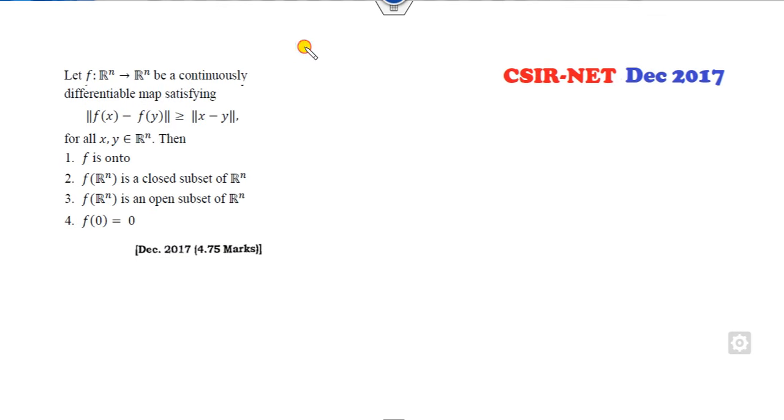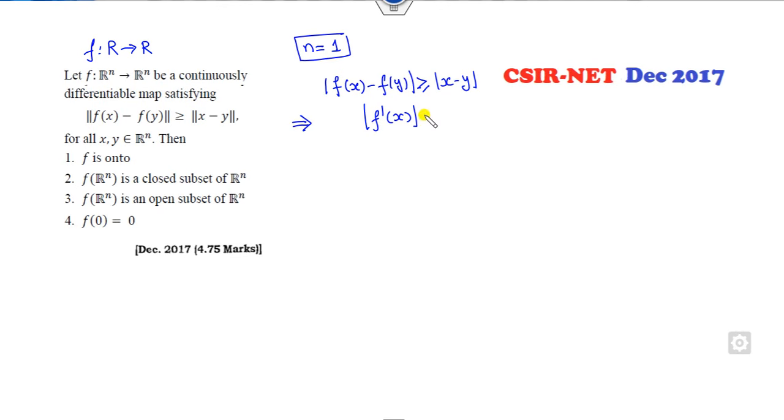Okay, look at this one. Firstly, I can assume n is 1 because it's R^n. I can simply take R to R so that it will be easy. So this norm, this function becomes the single variable one. What does it mean? If I divide by x minus y, the derivative should be greater than or equal to 1. Fine. So can you choose any function whose derivative is greater than or equal to 1?